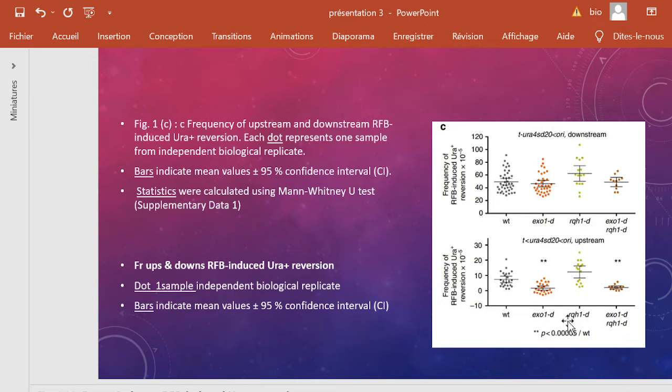We've got here wild type, exo-1D, RQH1D, and exo-1D RQH1D together, same thing here. Just this is downstream and this is upstream. Then, talking about dots: dots represent one sample, an independent biological replicate, and bars indicate mean values. Okay, and then we keep going.